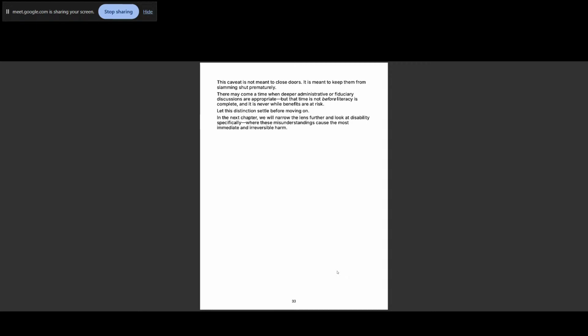This caveat is not meant to close doors. It is meant to keep them from slamming shut prematurely. There may come a time when deeper administrative or fiduciary discussions are appropriate, but that time is not before literacy is complete, and it is never while benefits are at risk. Let this distinction settle before moving on. In the next chapter, we will narrow the lens further and look at disability specifically, where these misunderstandings cause the most immediate and irreversible harm.